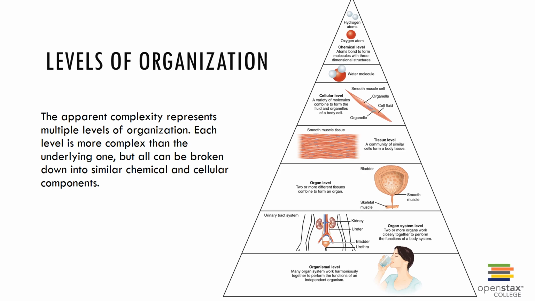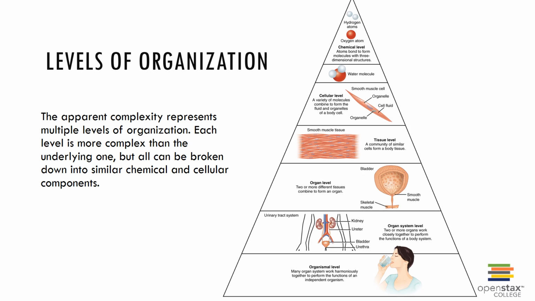Next, we have the organ level. Organs contain two or more types of tissues. The organ level is made up of discrete structures that are composed of at least two groups of tissues that work together to perform a specific function in the body.